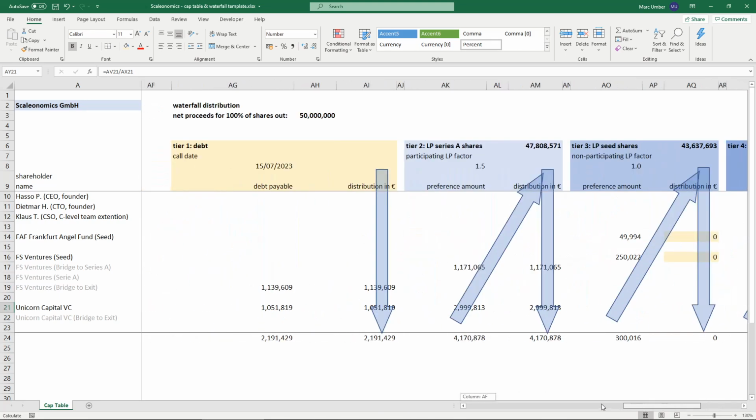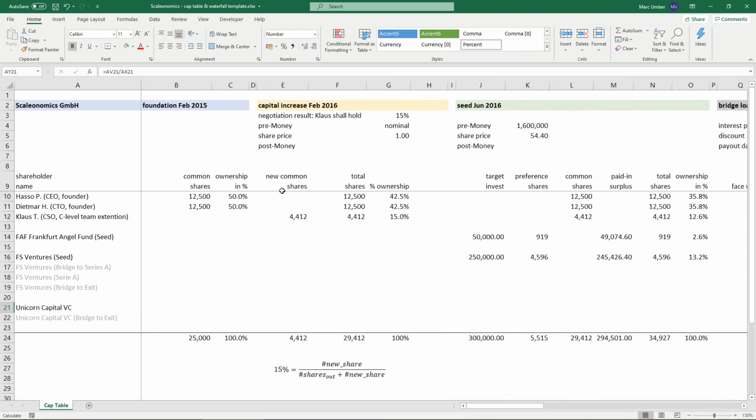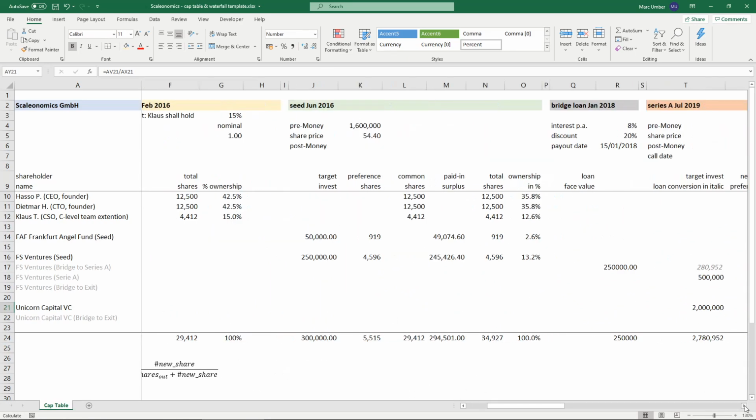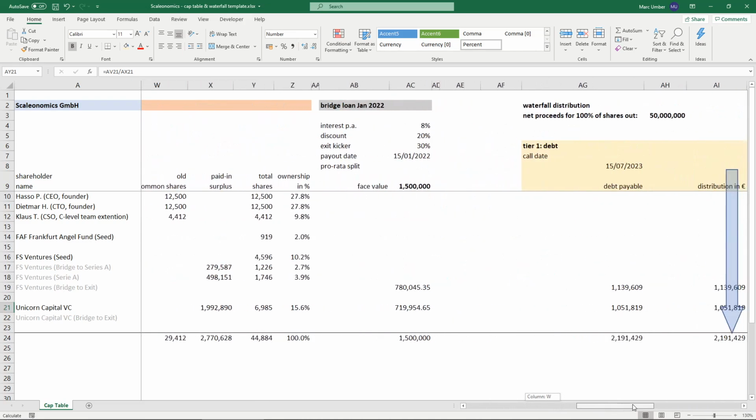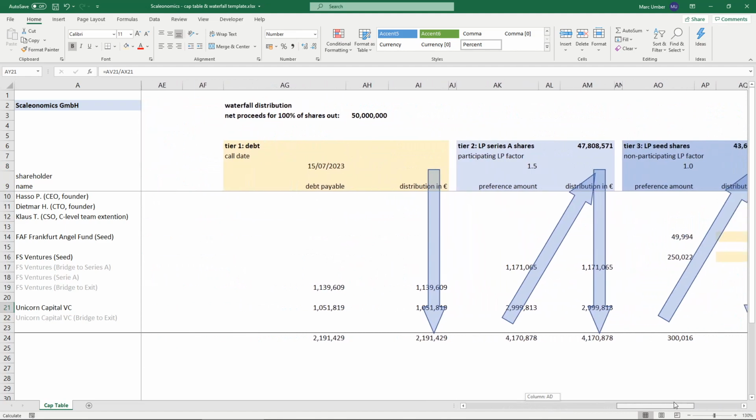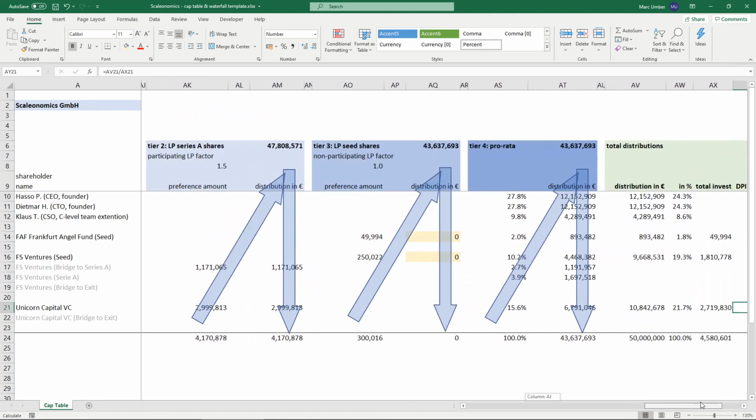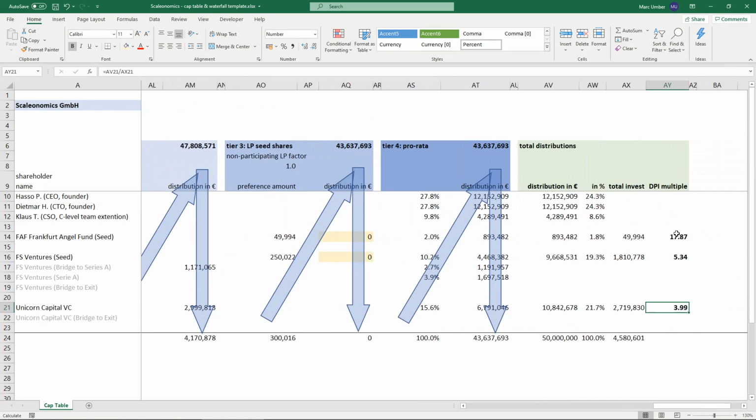Okay, let's take a look at our entire table. We started with inception, had several financing rounds, bridge loans, Series A, bridge to exit, our waterfall distribution, and finally our distributions over paid-in multiple.